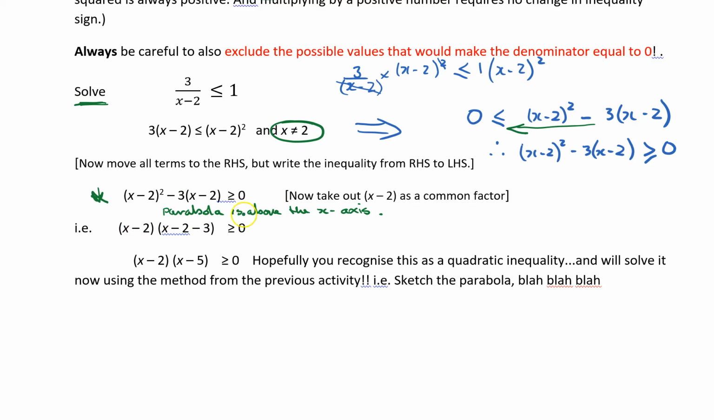And if I'm going to sketch a parabola, I want my quadratic in factored form. I want it in factored form. So if I can take out the common factor, I will. That's on my way to putting this in factored form. Take out x minus 2. I'm left with an x minus 2, and I'm left with a subtract 3. So in fact, I've got x minus 2 and x minus 5. Now, like I said there, hopefully you recognise that, and you'll be solving it by sketching the parabola.